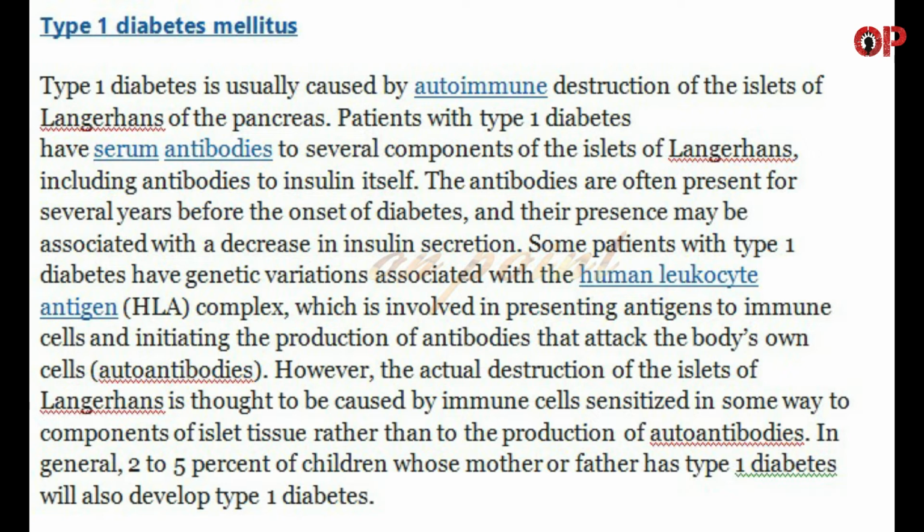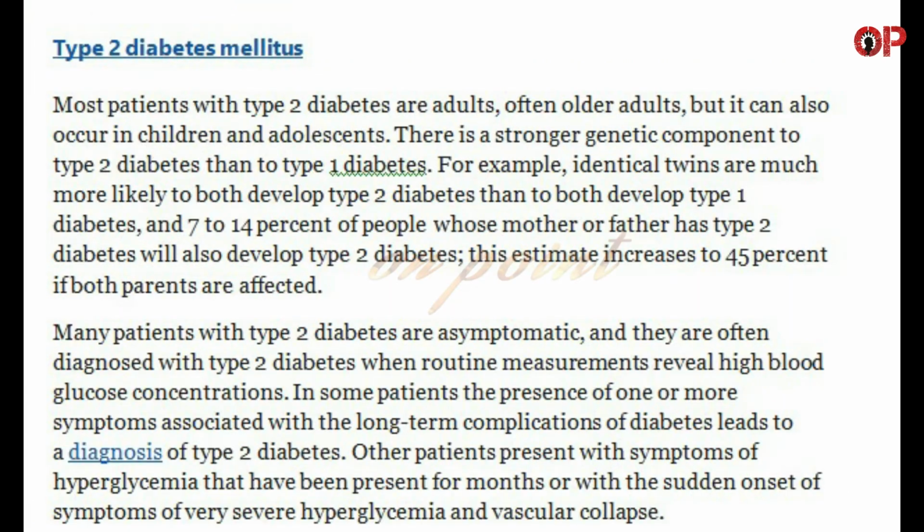In general, 2 to 5% of children whose mother or father has type 1 diabetes will also develop type 1 diabetes. Type 2 diabetes mellitus. Most patients with type 2 diabetes are adults, often older adults, but it can also occur in children and adolescents. There is a stronger genetic component to type 2 diabetes than to type 1 diabetes.